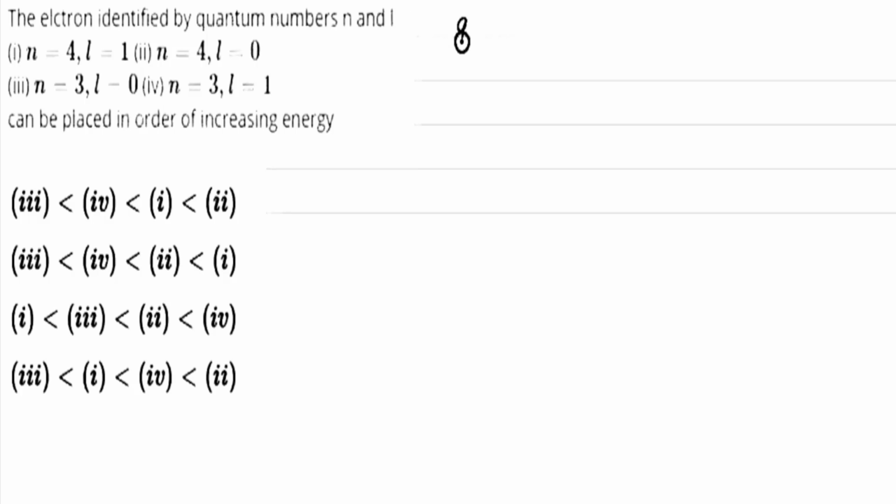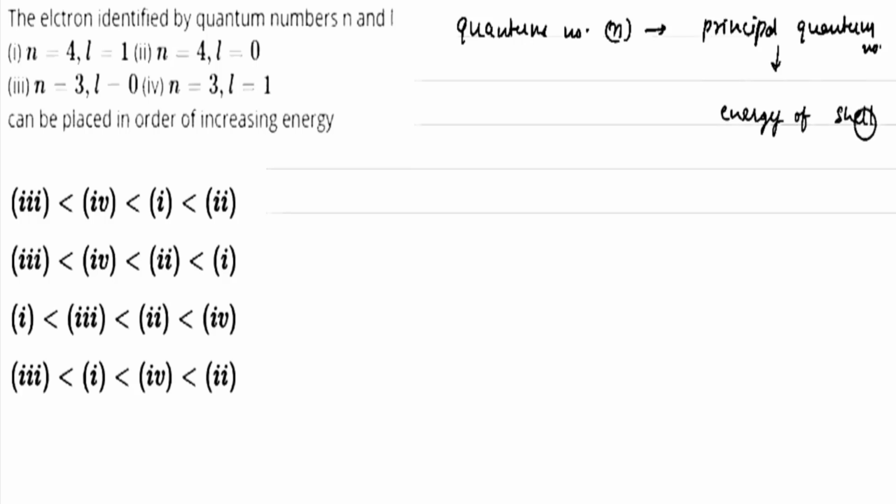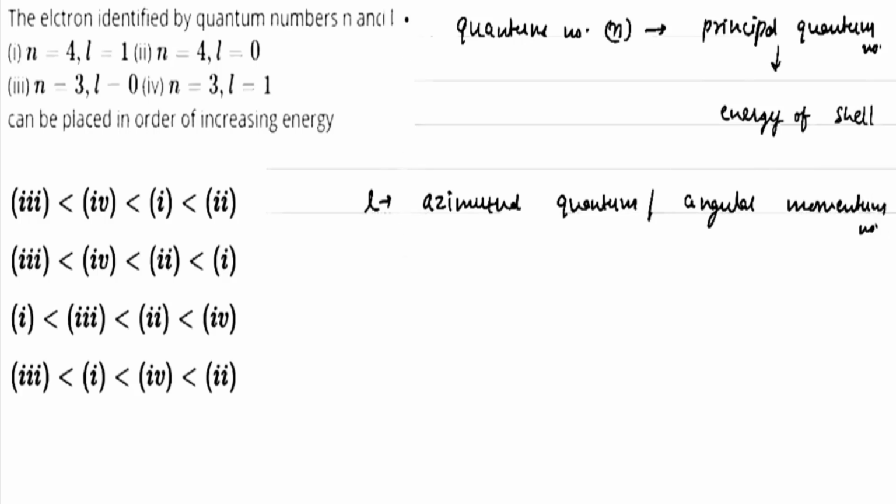So first of all, quantum number n is the principal quantum number, and it describes the energy of the shell in which the electron is present. And second is given l. l is the azimuthal quantum number, or it is also known as the angular momentum quantum number. It tells us about the orbitals, that is, the type of orbitals that are present in the energy shell.